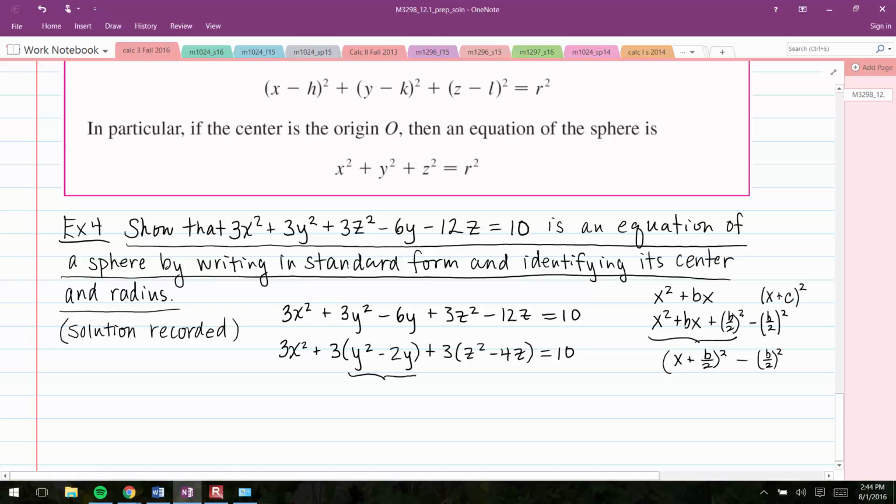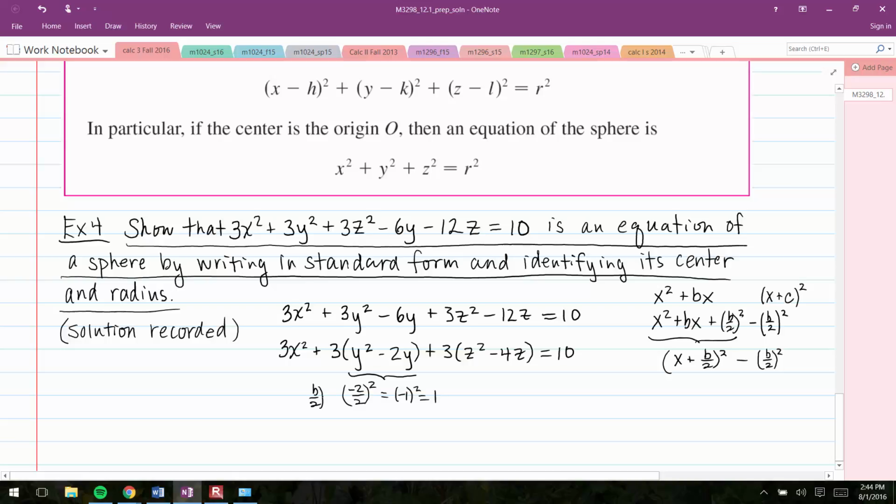Alrighty, so next up, we're just looking at the y squared minus 2y. Our b is negative 2. And so what we want to add and then subtract is negative 2 over 2 squared. So that's negative 1 squared, which is 1.